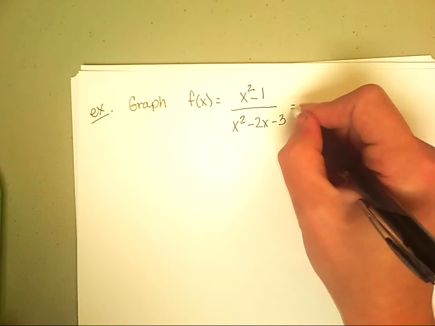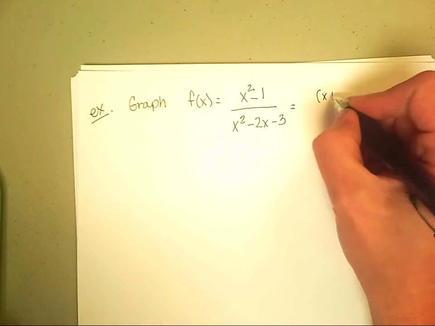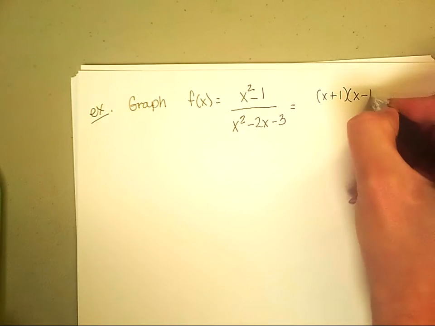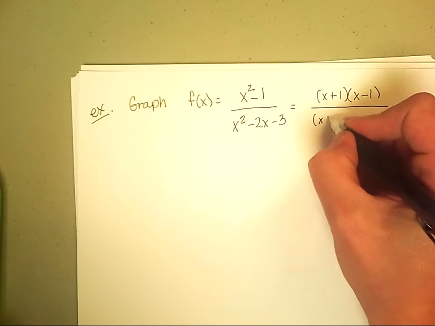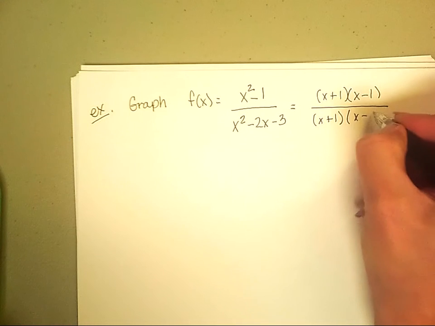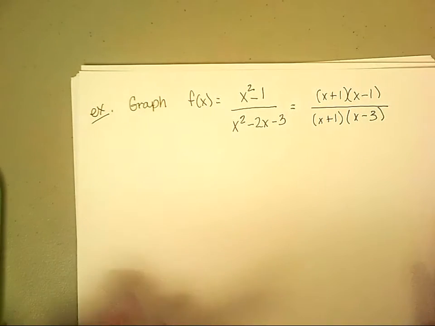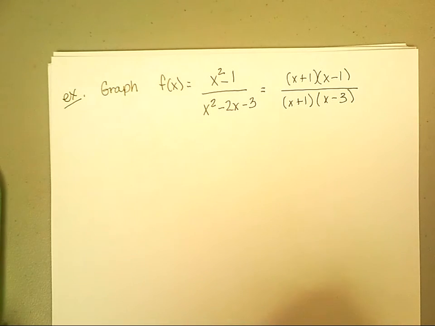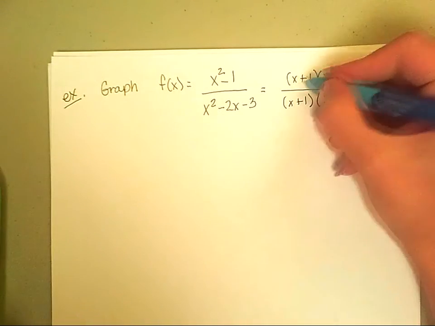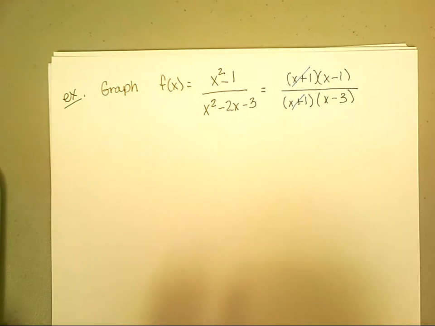Okay, so let's first factor this. This is x plus 1, x minus 1 over x plus 1, x minus 3. Alright, so we see that this is not in lowest terms. We could cancel these x plus 1s.